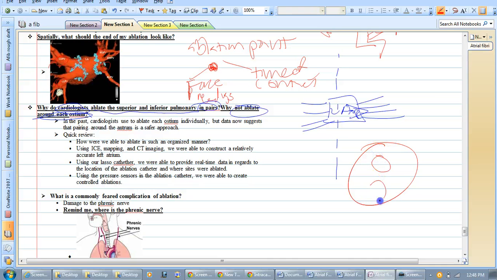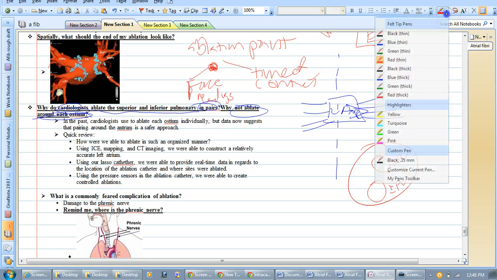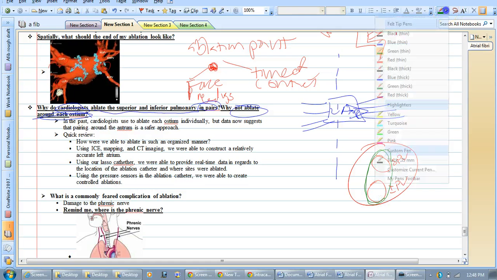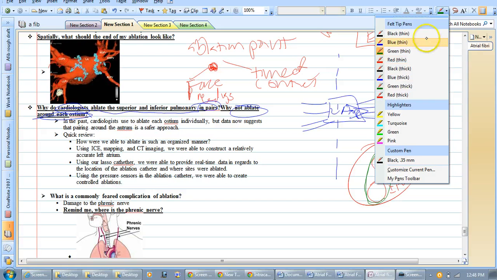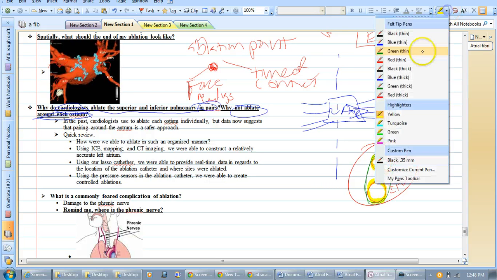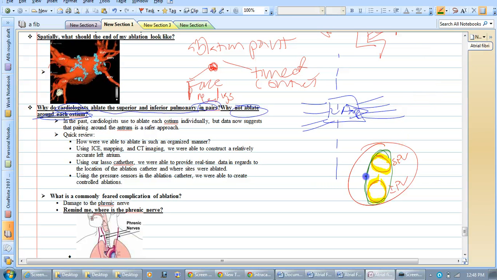Okay, so what am I talking about specifically? So let's say this is the superior pulmonary vein, this is the inferior pulmonary vein. EPs today prefer to go around the two in pairs, whereas in the past, they used to go around each ostium separately. Let me try to hide that with yellow. Right, so this yellow approach is no longer recommended. What's currently recommended is going around the two in pairs.